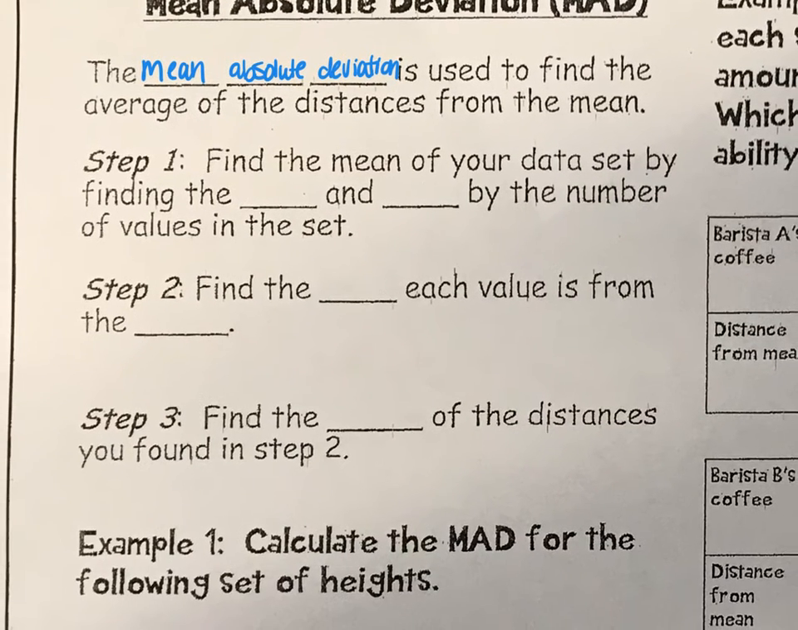So step one, you find the mean of your data set by finding the total. Find the total and then divide by the number of values in the set. That's how we find an average, okay? Add them all up and divide by how many there are, okay?